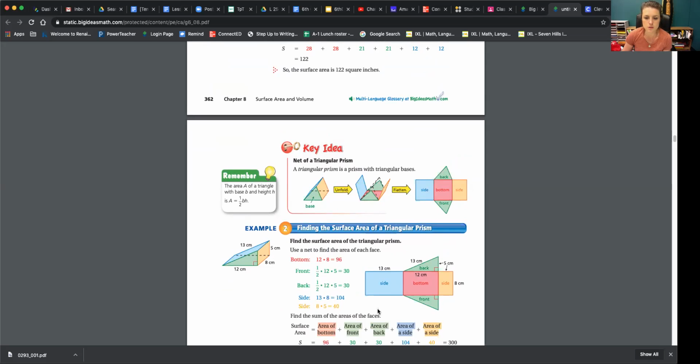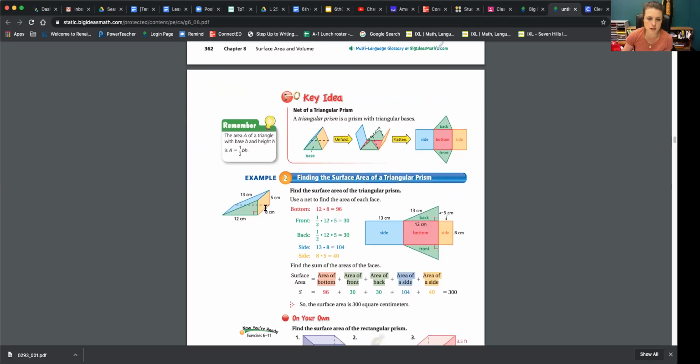Okay, so now let's go to an example. Let's look at this shape over here. What you could do is just in your head say, okay, this is going to be 13 times 8, and this is going to be 5 times 8 down here, and then this is going to be 12 times 8, and then I'm going to have to add those together, 12 times 5 as well. But really, to know exactly how many shapes you're dealing with, it's really helpful to look at the net, and then you can figure out exactly how many shapes and how many different areas you have to find.